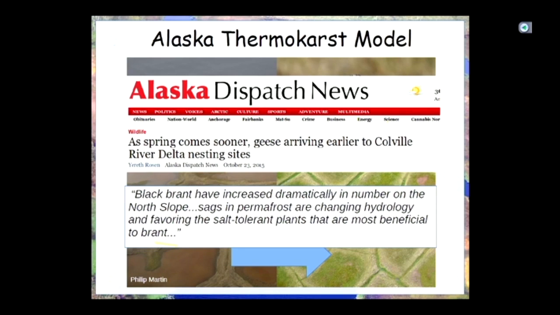And just to highlight that this change is happening and does make a difference in bird habitat. This was an article that came out in the ADN last fall, just saying that permafrost sags are changing the hydrology, favoring different plants, and they're more beneficial to this bird species. There was another article just published a few weeks ago by the USGS that was describing how climate change is impacting other species of birds in the area. So, important topic.